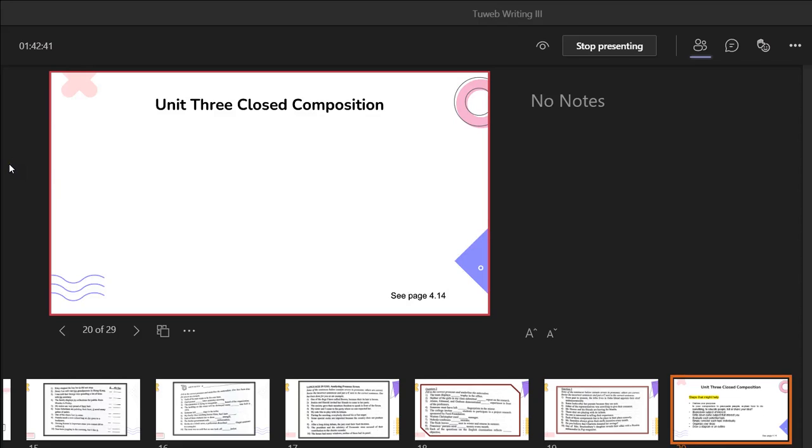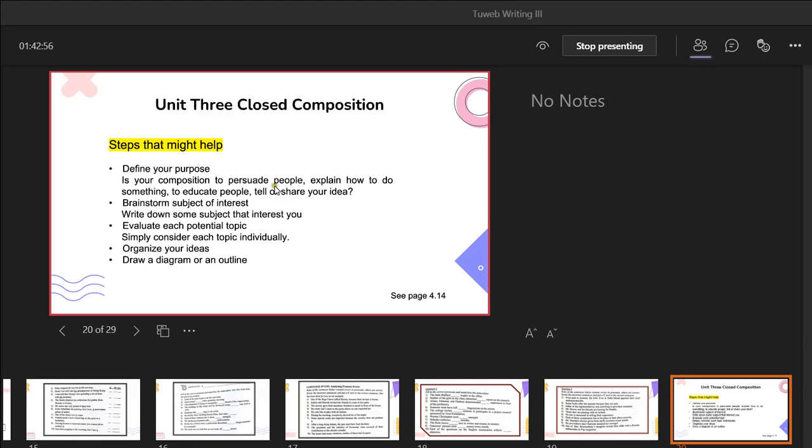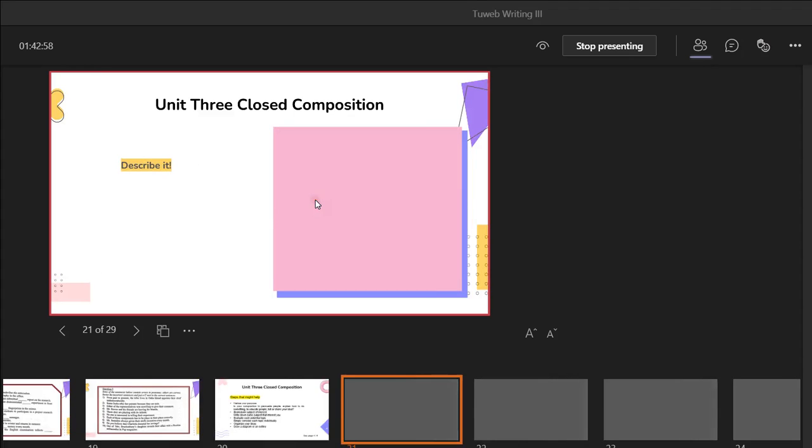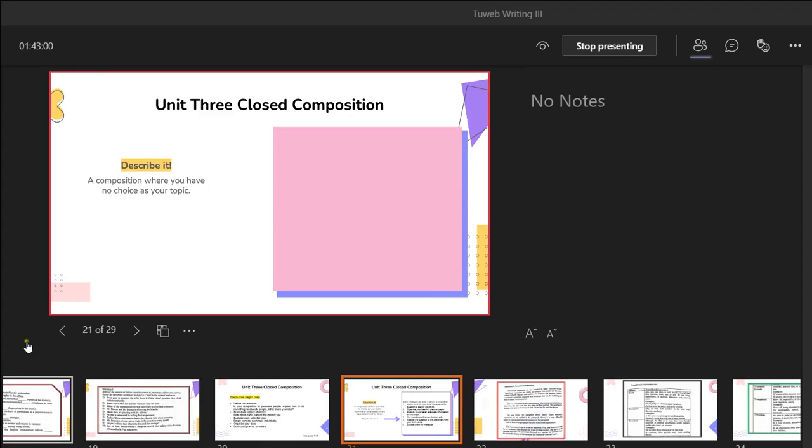And then the Unit 3, the Unit 1 we want to develop. Unit 2 we haven't got any idea about our topic. And then in Unit 3, how to write a close composition. Close composition here means close composition means a composition where you have no choice as your topic. No choice, it means you are given. You have to write based on the topic determined by others.